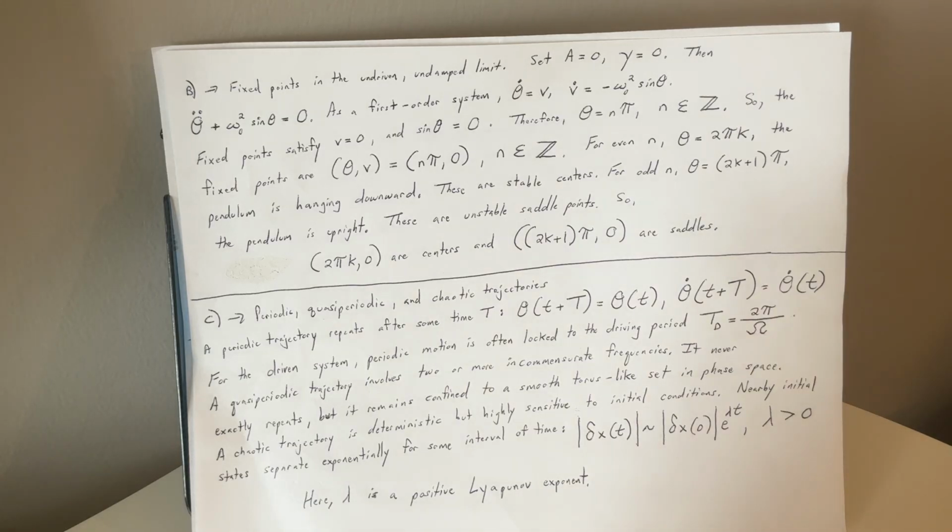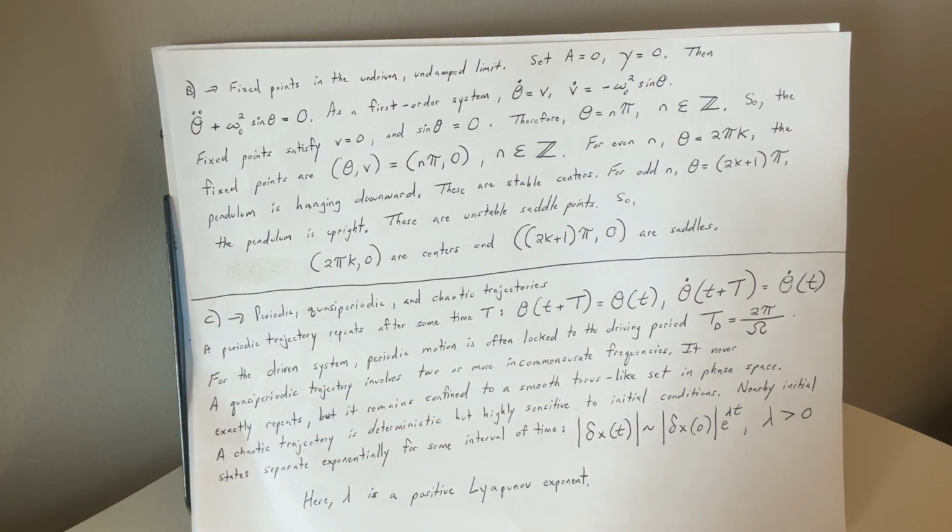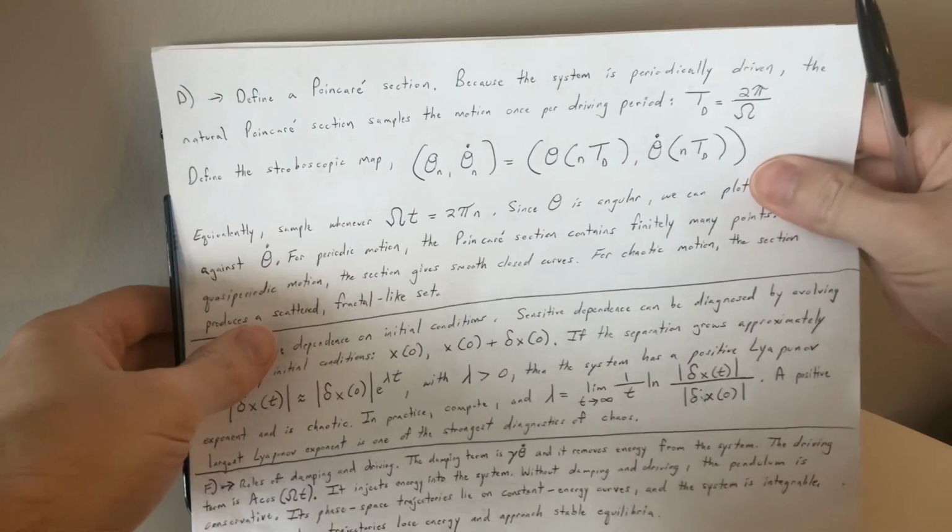And a chaotic trajectory is deterministic but highly sensitive to the initial conditions. So nearby initial states separate exponentially for some interval of time. Here we have the magnitude of delta x of t scales as the magnitude of delta x of 0 times e to the lambda t, where lambda is greater than 0. So here lambda is a positive Lyapunov exponent. Okay, so that's part C, and then moving on to part D.